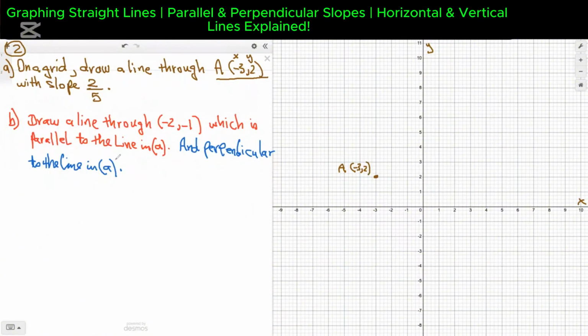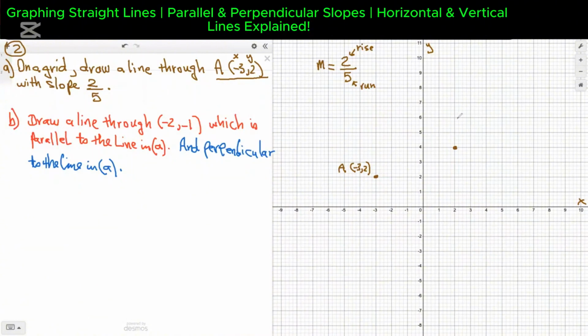Now, what is it saying here, with slope 2 over 5. So the slope, and by the way, we use the letter m for slope. The slope is 2 over 5. Now we know 2 is the rise, and 5 is the run. So therefore, from this specific point that was given to you, you start rising. So you rise 1, 2, and you run to the right 1, 2, 3, 4, 5.